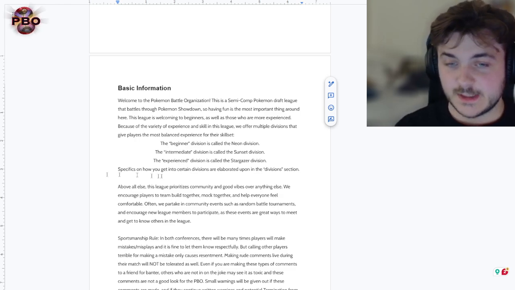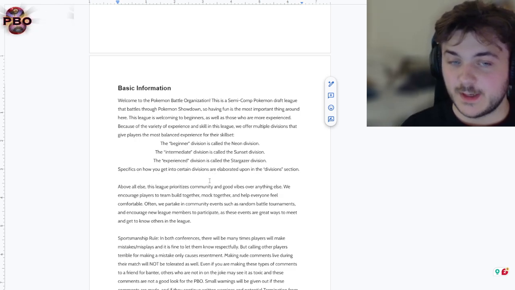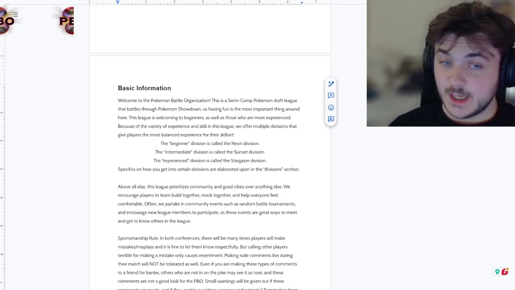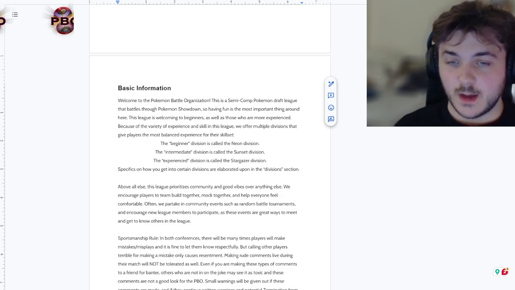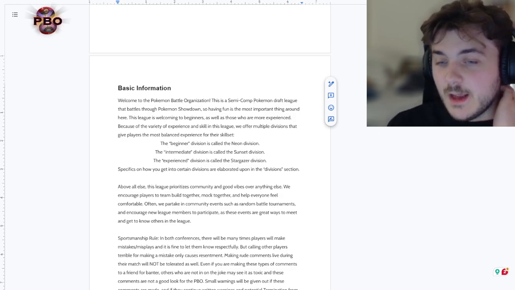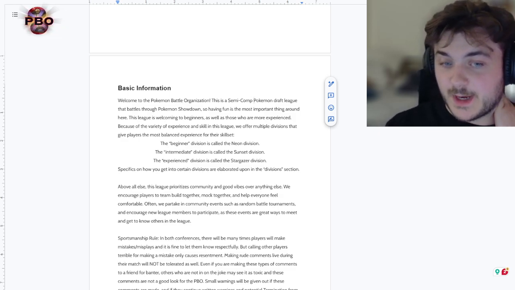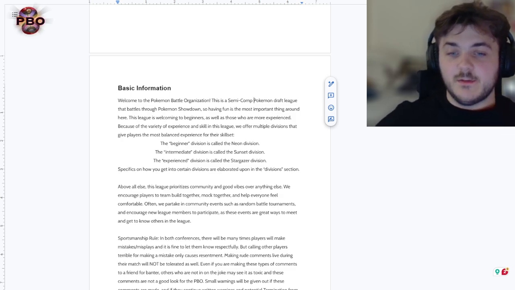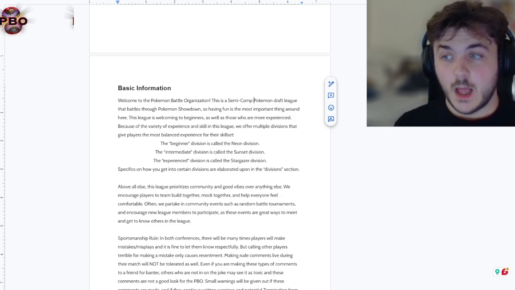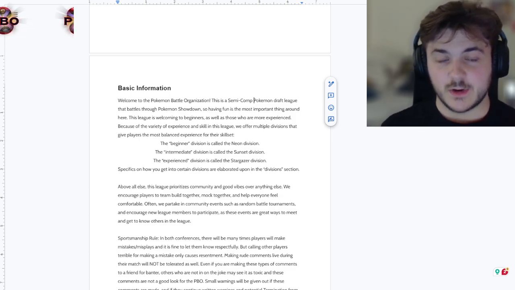Above all else, this league prioritizes community and good vibes over anything else. We encourage players to team build together, mock together, and help everyone feel comfortable. Often we partake in community events, just random battle tournaments, mostly in the off season. We encourage new league members to participate, as these events are great ways to meet and get to know others in the league. Before draft, if you can participate in the off season, I think that's the easiest way to talk during draft day and feel comfortable, as draft is live.